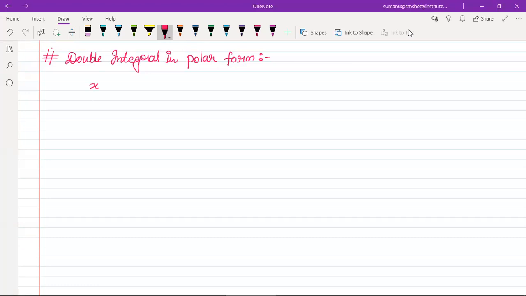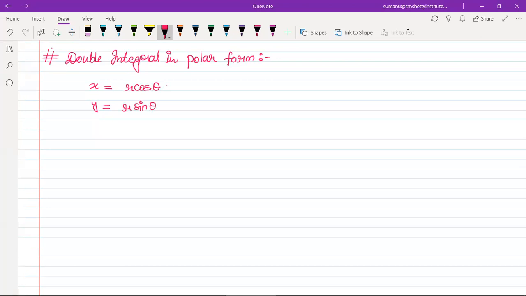X and y. So when we convert x and y in terms of r and theta, then r and theta is called as the polar form. So how can I convert x and y in terms of r and theta? Do you all remember any relation between them? X I can replace by r cos theta and y by r sin theta.